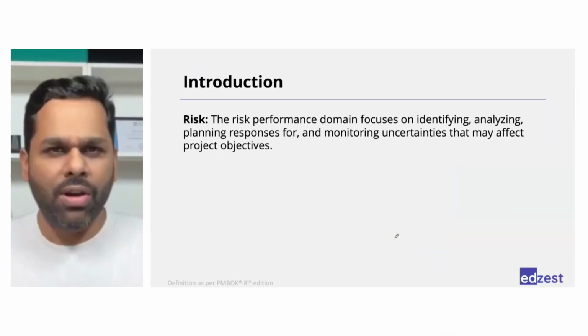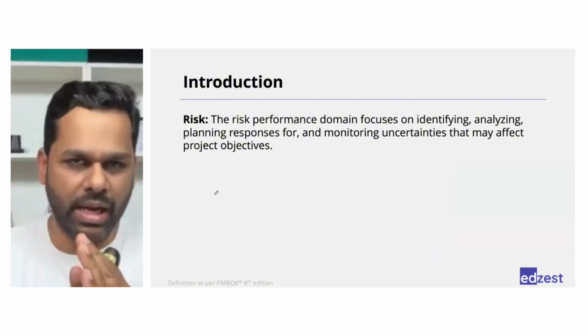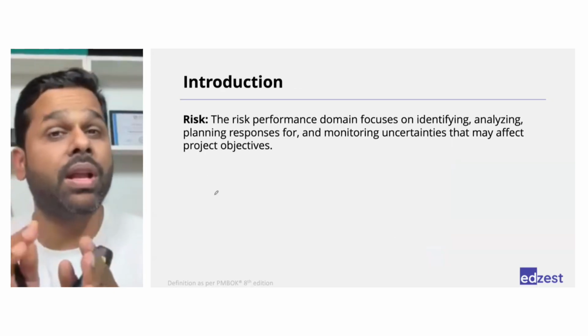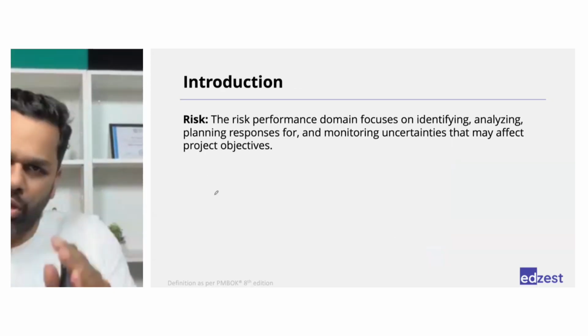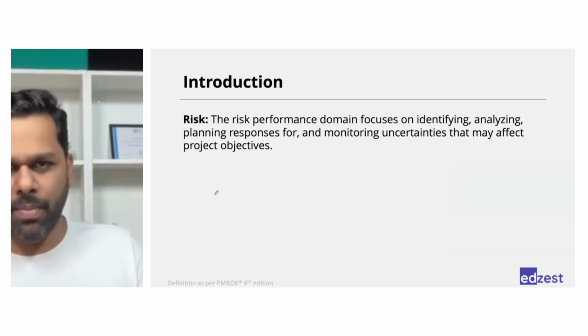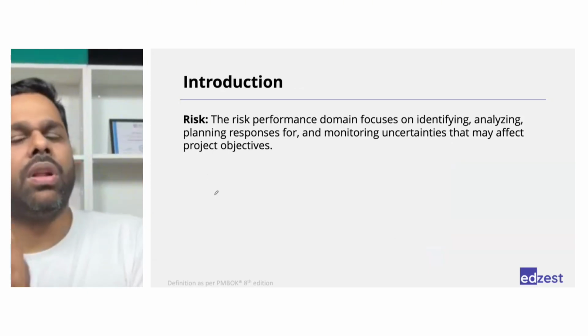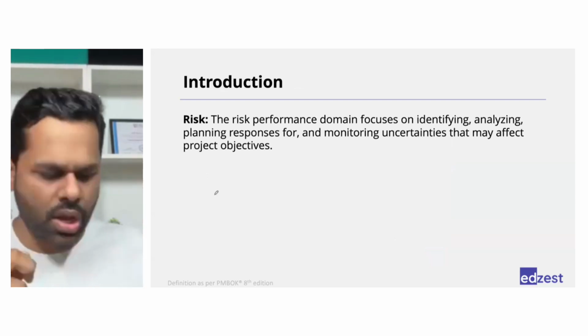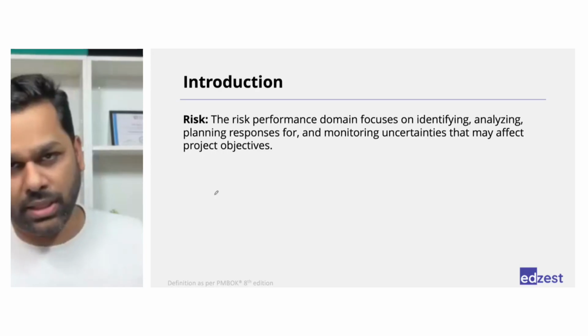Okay. As we all know, risk is basically something uncertain, an event that may happen or may not happen in the project. If it happens, it will create an impact. It could be a positive impact, it could be a negative impact. Positive impact is called opportunity, negative impact is called threat. So these are uncertain events which are either a threat or an opportunity for my project.